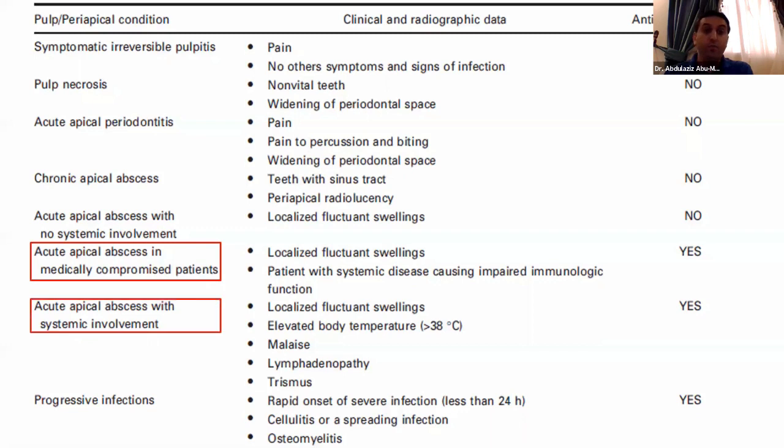So the only thing that you would go with antibiotics for is three categories: the acute apical abscess in a medically compromised patient, the acute apical abscess with systemic involvement that will have fever, malaise, or anything, and progressive infection. The patient comes to you and he has started to have a swelling. Anything before that, symptomatic irreversible pulpitis or necrosis or apical periodontitis, you don't need any antibiotics.